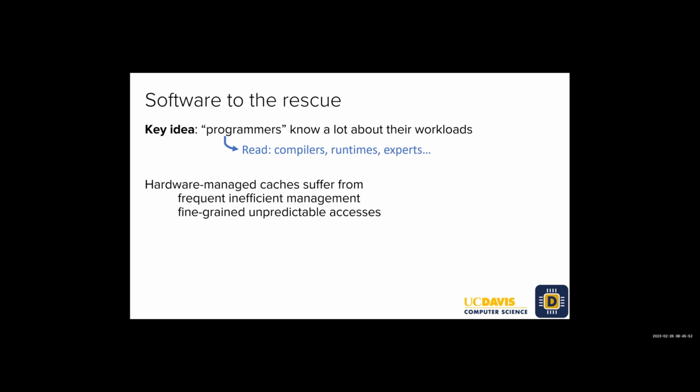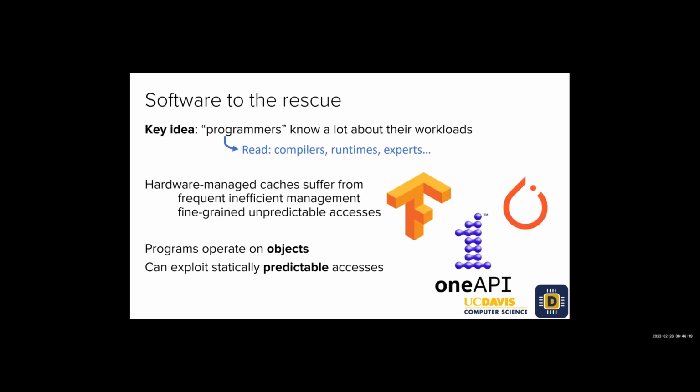So we saw that hardware managed caches aren't very good, because they're really fine-grained and they can't look at the future. But programs, on the other hand, operate on objects. And we can exploit, and we will exploit in this work, statically predictable accesses to these objects in order to more efficiently do the data movement. We can get away with this because what we're going to be talking about here is training machine learning workloads. We're using programming models that give us really good insight into what's going to happen in the future, things like TensorFlow, PyTorch, Intel's oneAPI.